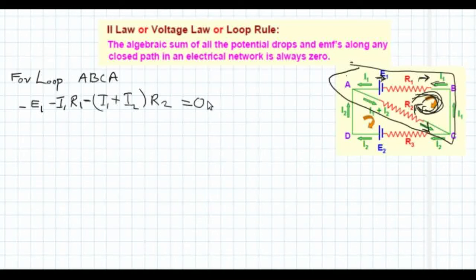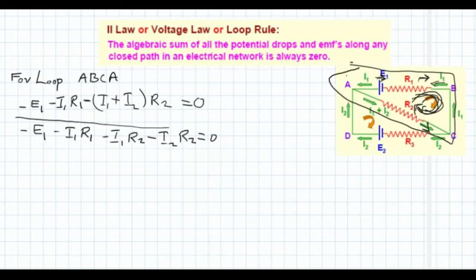So this is how you write this Kirchhoff's law mathematically for the first loop, that is for the loop ABCA. Now this equation can be rewritten as minus E1 minus I1 R1 minus I1 R2 minus I2 R2 equal to 0. So this way we can expand that equation. So this equation represents the mathematical form of Kirchhoff's second law for the loop ABCA.